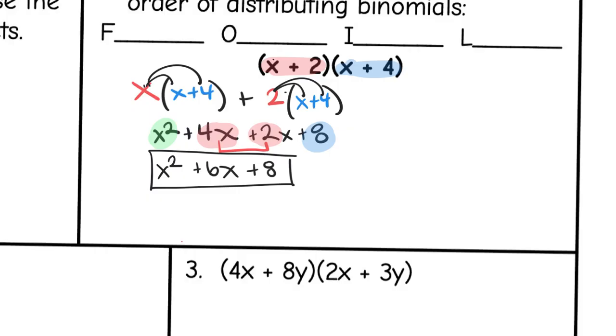Sometimes we use this acronym FOIL. FOIL stands for multiply the first terms. So my first 2 terms would be x and x. So that is my first 2 terms. So that would be x times x. And then the O stands for the outer terms. So that would be these 2. The x and the 4 are the outermost terms, which would be 4 times x.